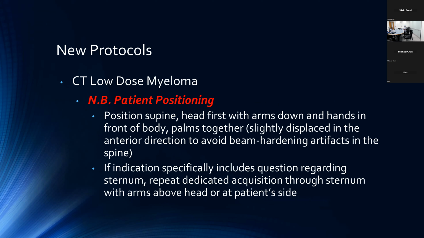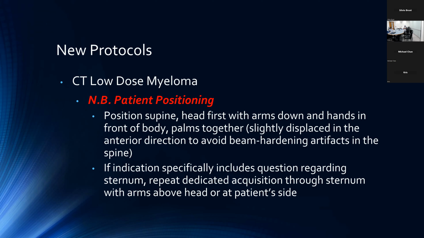For this exam, patient positioning is really of utmost importance to ensure that we get good quality imaging. For this exam, the patient is positioned on the table supine with arms down, hands towards the front of their body with the palms together, essentially like they're praying, but with arms straightened and fingers directed down towards their feet. This allows the patient to bring their arms anteriorly to the anterior part of the chest, away from the side, and thus reduces streak artifact through the spine.